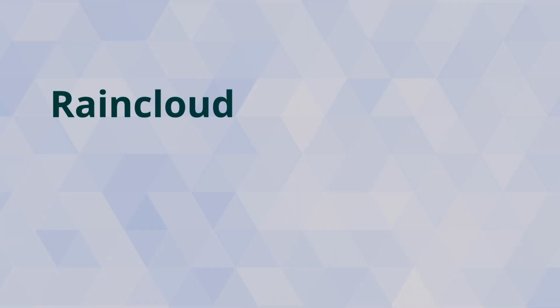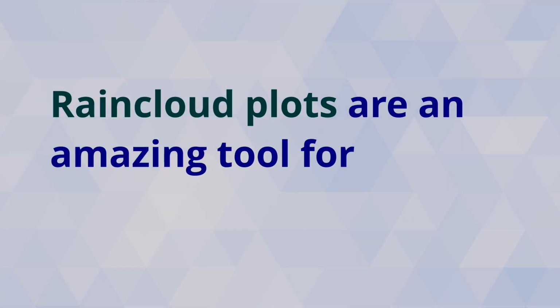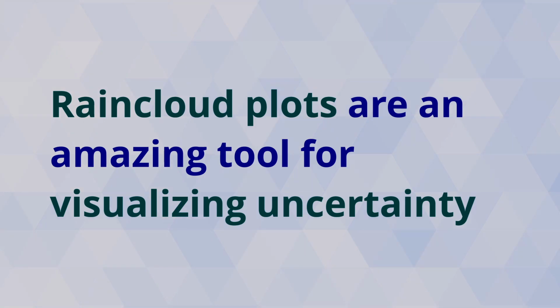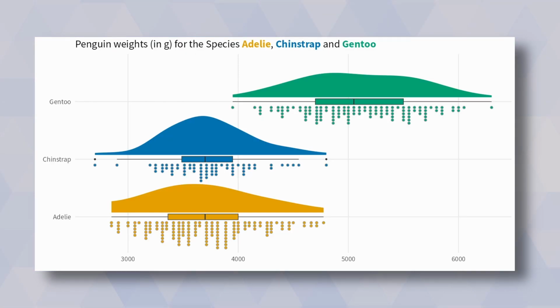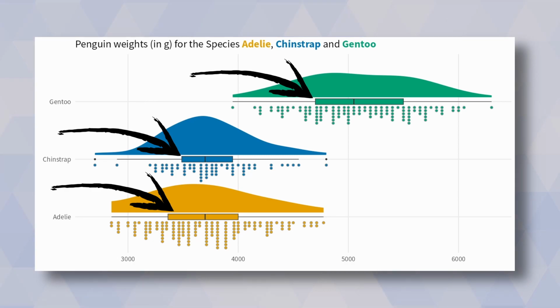Welcome back, my friends. Raincloud plots are an amazing tool for visualizing uncertainty in your data. This is a crucial thing to do because only reporting the mean can be very misleading. So this is how a Raincloud plot looks. Basically, it's a combination of density charts, box plots, and dot histograms.